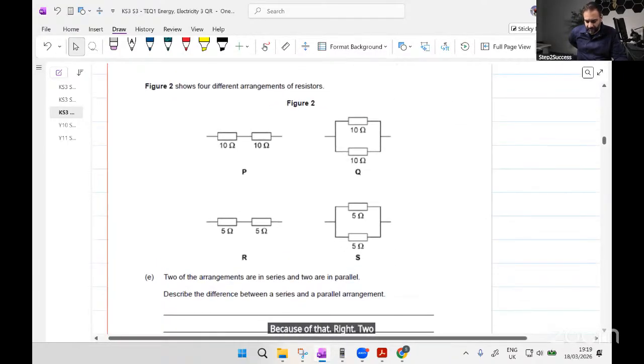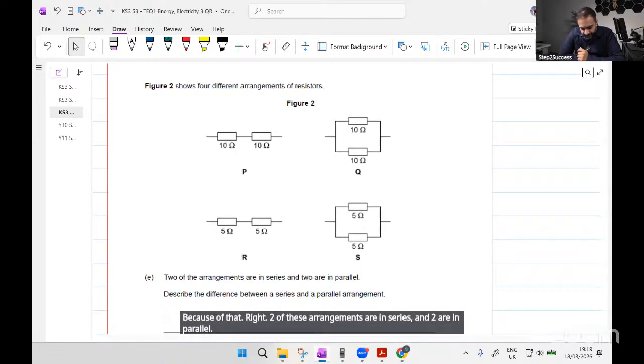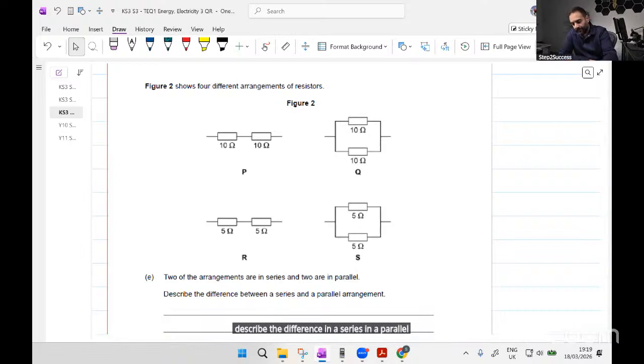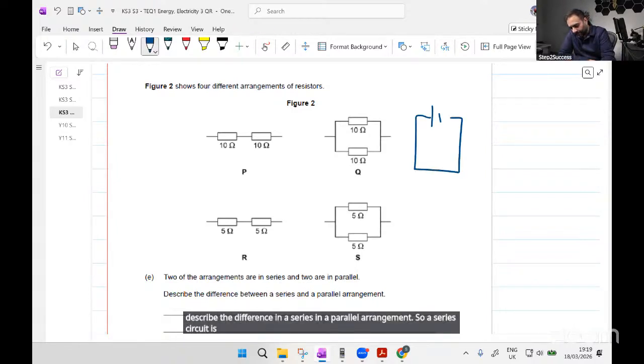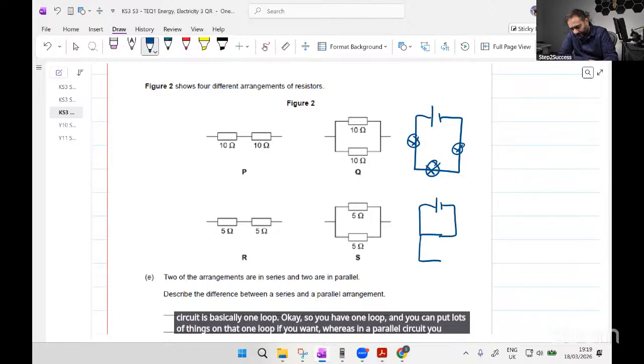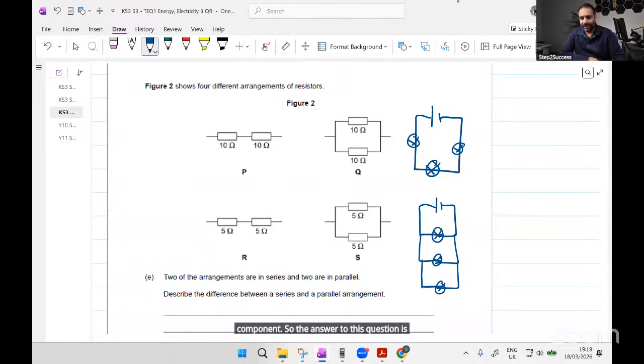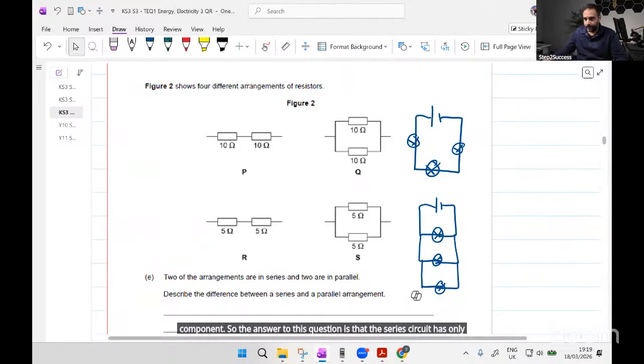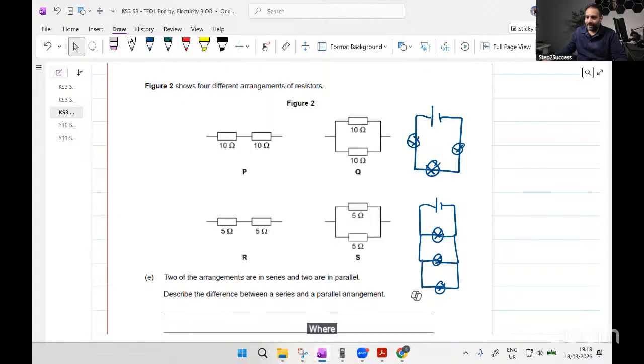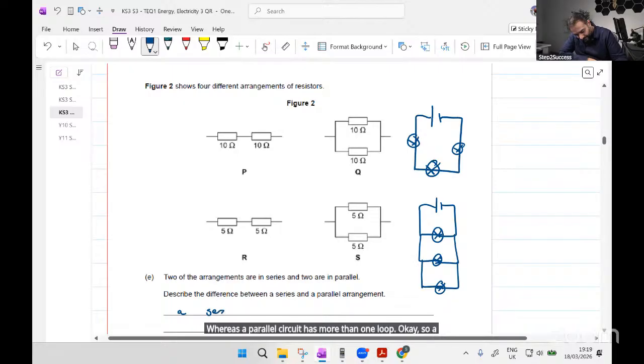Two of these arrangements are in series and two are in parallel. Describe the difference in a series and a parallel arrangement. So a series circuit is basically one loop. You have one loop and you can put lots of things on that one loop if you want. Whereas in a parallel circuit, you have lots of loops like this, and then on each loop, you put a different component. So the answer to this question is that the series circuit has only one loop, whereas a parallel circuit has more than one loop.